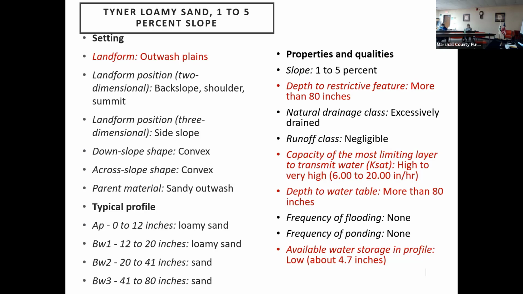So we learned that. We can see that 20 inches down to 80 inches is just sand. No changes in soil structure. And it's loamy sand where we incorporated some organic matter into that soil. So this is a very well-drained soil. It doesn't have a restrictive layer for 80 inches down into the soil. It has good drainage capacity, 6 to 20 inches per hour. And depth to water table is 80 inches. And the water holding capacity is 4.7 inches.